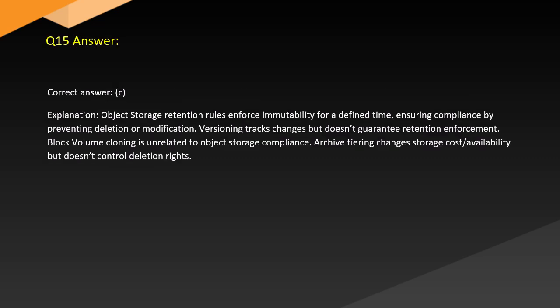Answer. Correct answer: C. Explanation. Object storage retention rules enforce immutability for a defined time, ensuring compliance by preventing deletion or modification. Versioning tracks changes but doesn't guarantee retention enforcement. Block volume cloning is unrelated to object storage compliance. Archive tiering changes storage cost and availability but doesn't control deletion rights.